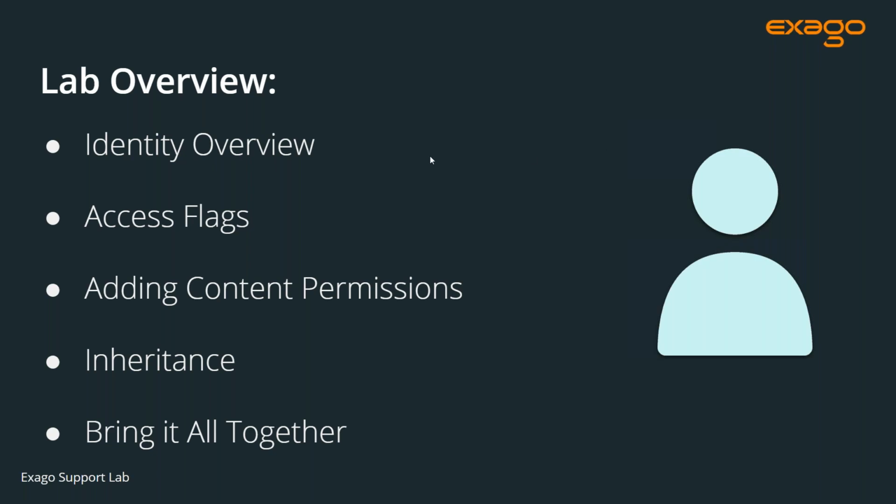So we're going to talk about 5 topics here. We're going to talk about how to identify a user, the built-in system and how you can expand upon it, how to build access flags, what those access flags do, so how do you add content permissions if you want to create new ones, a new feature in 20.1 as part of this overhaul called inheritance, and then we're going to bring it all together, do a little bit of a recap and point out a couple of key concepts there.